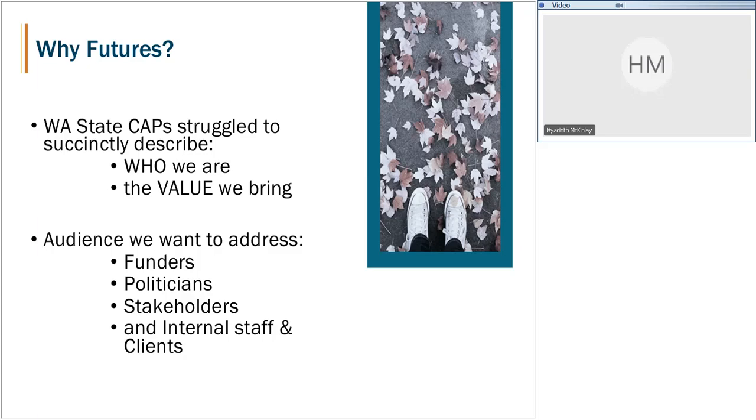So just to go back a little bit and talk about how Futures was developed, the state of Washington and the CAP agencies themselves, in the course of implementing ROMA and the ROMA quality assurance model, started talking about how hard it was for us to succinctly talk about our story, about who we are and what we do and how we bring value to our community. And so we wanted to try to create something that had some consistency over the region, at least specifically with the 30 CAP agencies in Washington State. We wanted it also to be a consistent message to the stakeholders in our audience that we know that we have: funders and stakeholders, our staff ourselves, and the clients we serve.